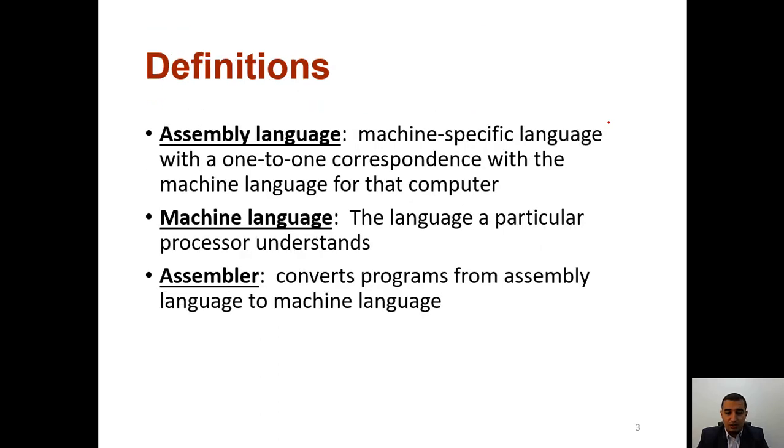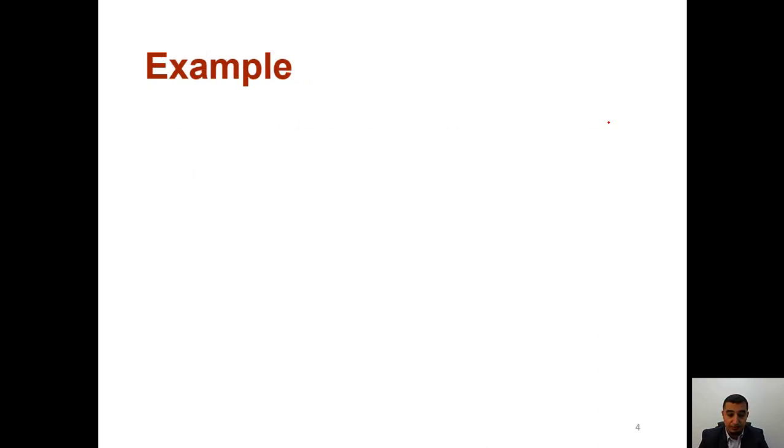So, some definitions that we need to know. We have the assembly language, which is a machine-specific language with one-to-one correspondence with the machine language for the computer. We have the machine language itself, the language a particular processor understands, and finally we have the assembler, which converts from assembly language into machine language. So basically assembly language is a language that we can convert easily into machine language. After converting to machine language, the processor will understand the language very easily.